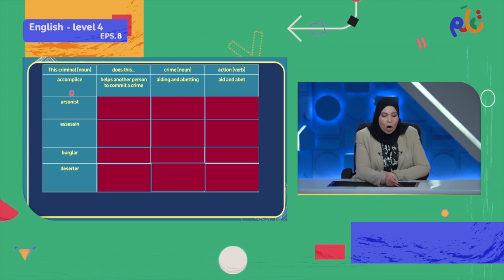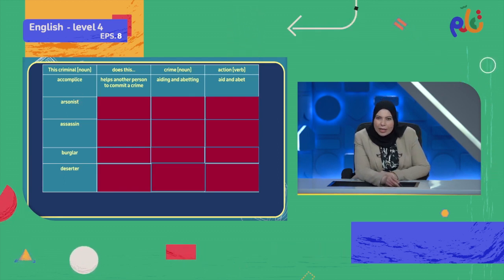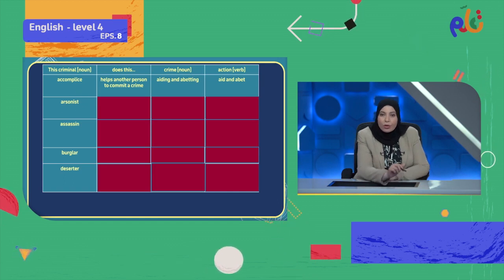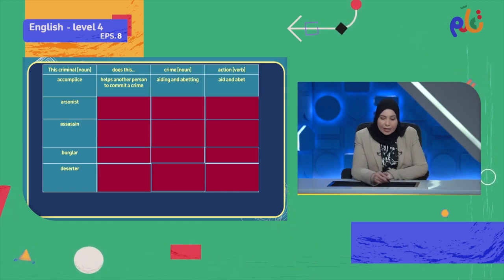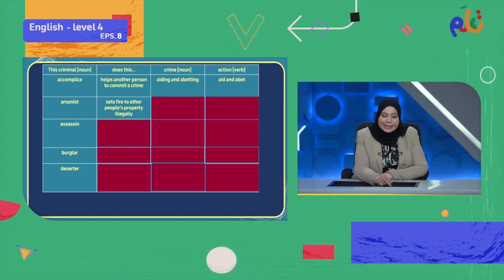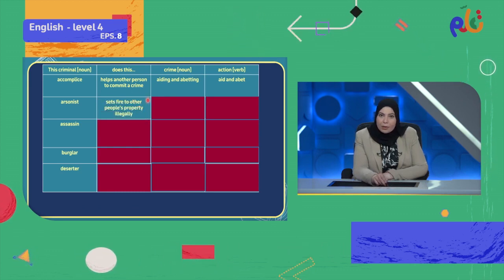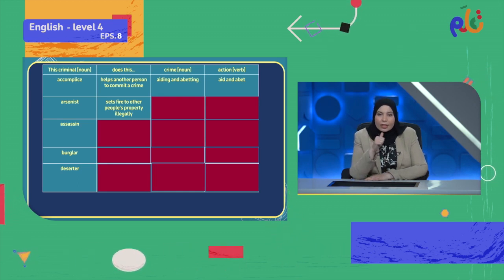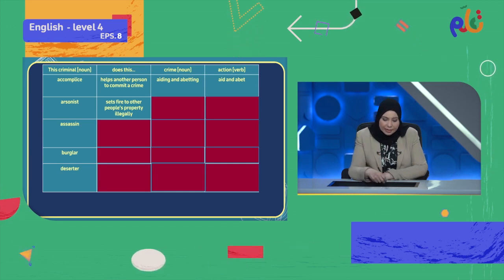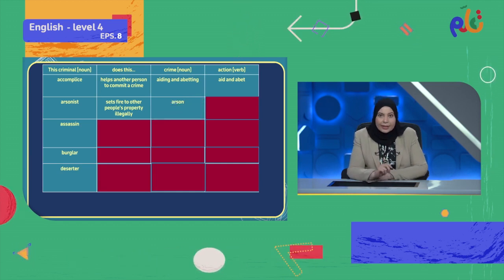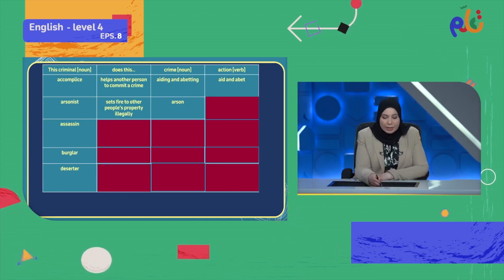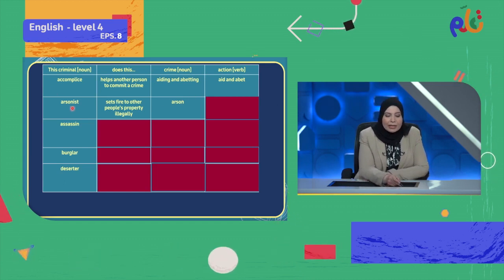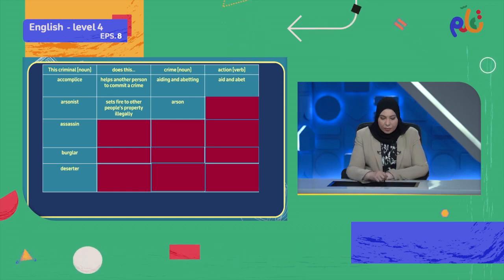And then we have arsonist. If you remember, it's connected to a word that we have looked at. So the arsonist, what does he do? He sets fire to other people's properties illegally. And if you remember the name of the crime, so the arsonist commits what crime? He commits arson. So the crime is arson and the criminal is arsonist. And the verb will be commit arson.